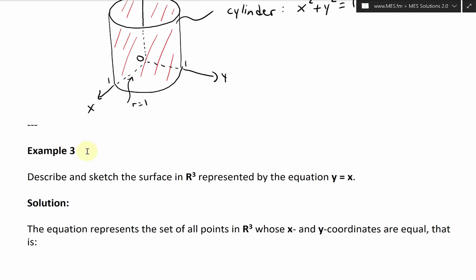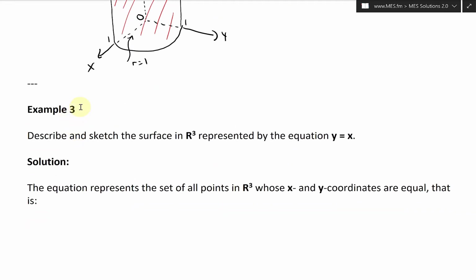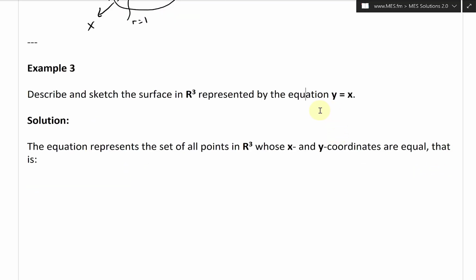All right, so now let's continue further and look at example 3. This one states, describe and sketch the surface in R3 represented by the equation y equals x. So let's take a look at the solution. The equation represents the set of all points in R3 whose x and y coordinates are equal. That is, if we write this set out, we'll write it like this: the bracket x, x, z.